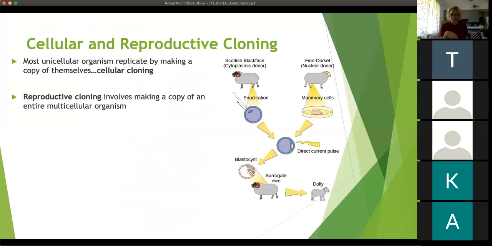Now this is the type of cloning that I thought of when I first heard the term cloning. So we have cellular cloning and we have reproductive cloning. With cellular cloning, I'm really talking about the idea that unicellular organisms, when they replicate, the way they replicate is they basically make a copy of themselves. That is considered cellular cloning, when one cell makes a copy of itself.